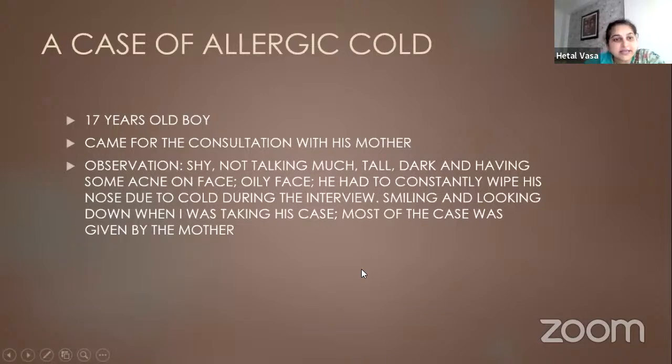So this is the case of a 17-year-old boy who came for the consultation with his mother with acute rhinitis. Generally when patients come, we observe. So this was my observation during the whole consultation. He was a very shy fellow, not talking much. All the history was given by the mother.